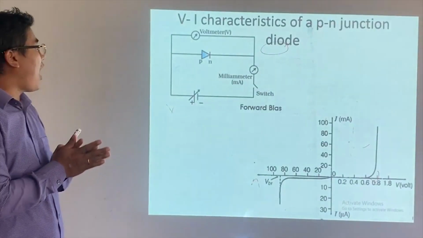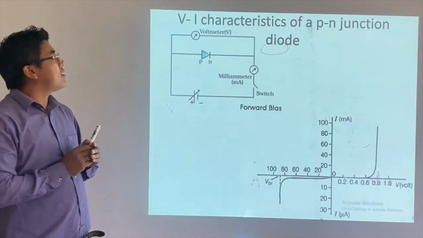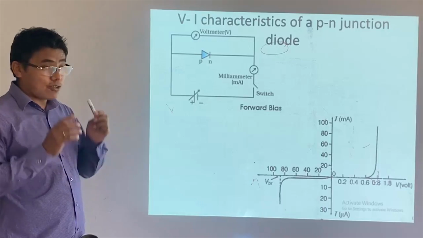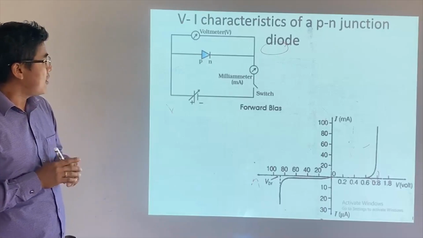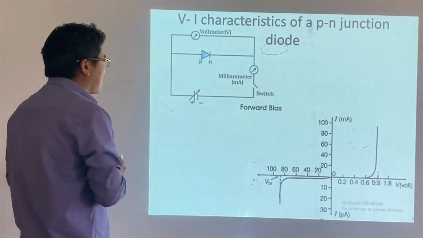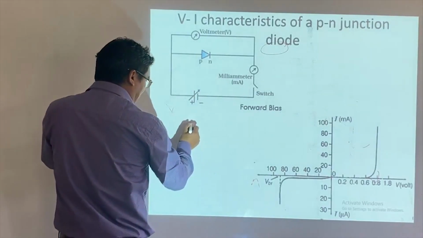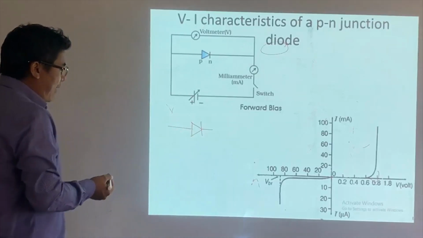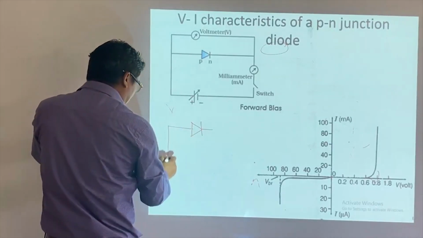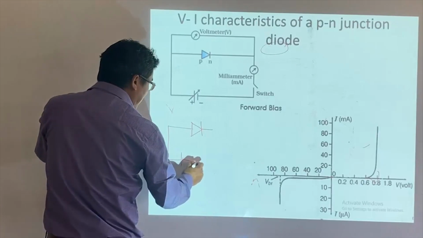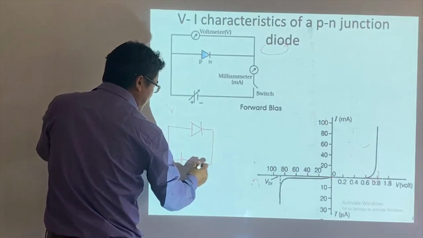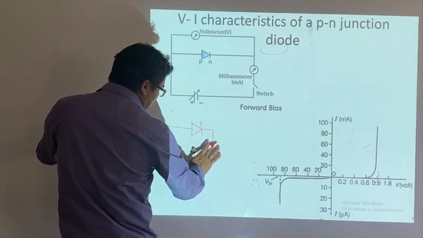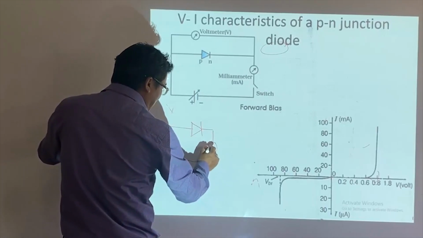So now we would like to study a very important concept, that is the VI characteristic of a PN junction diode. So this is a simple circuit. I have a PN junction diode. And what I am going to do is a forward bias. What is forward bias? P terminal is connected to the positive terminal, N terminal is connected to the negative side, right? And then here I am going to put a milliammeter.